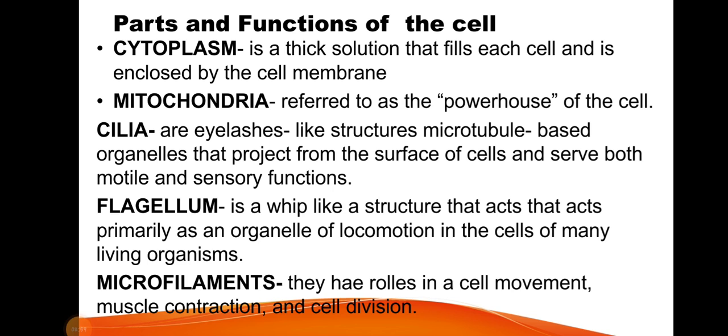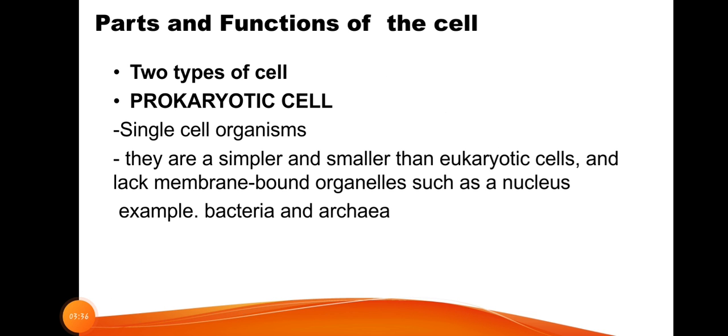Next is the mitochondria, referred to as the powerhouse of the cell. Next, cilia are eyelash-like structures, microtubule-based organelles that project from the surface of cells and serve both motile and sensory functions. Next is the flagellum. A flagellum is a whip-like structure that acts primarily as an organelle of locomotion in the cells of many living organisms. Next are microfilaments. They play a role in cell movement, muscle contraction, and the cell.